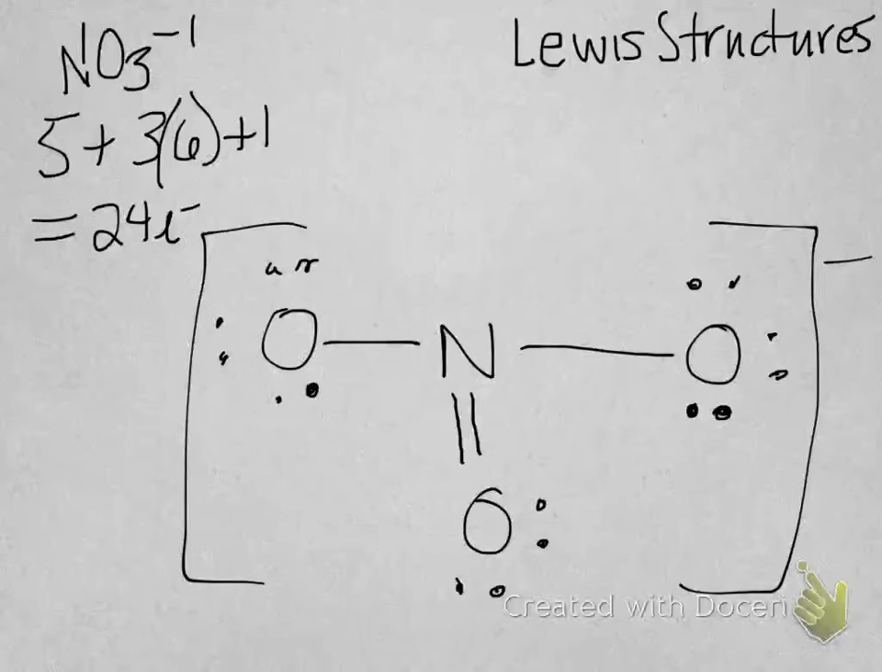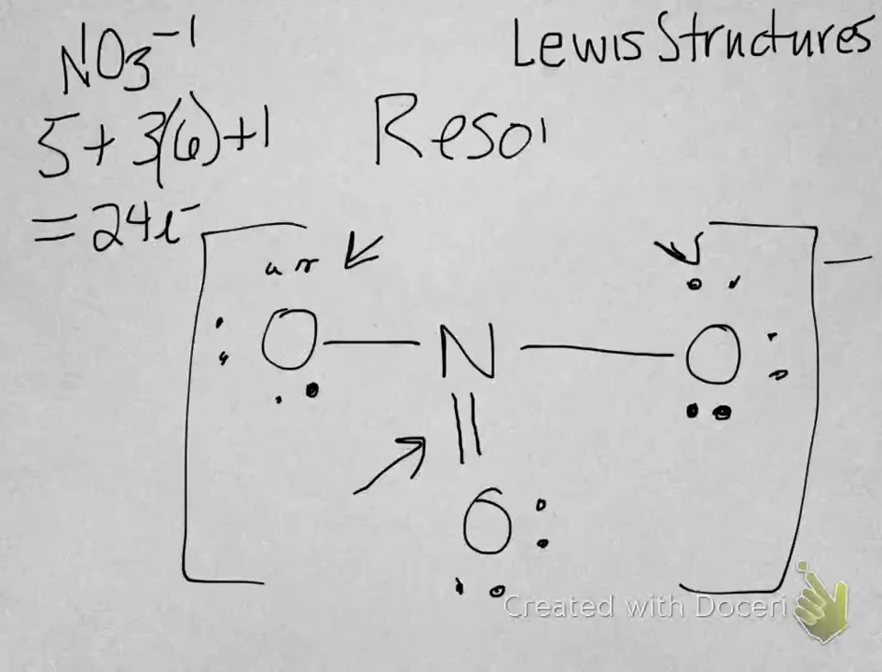One last thing I'd like to point out is because of my double bond here and the fact that I could have placed it on either of the other 2 oxygens, we would say that this particular structure has resonance. It means that there are multiple ways I could draw the Lewis structure that still fit the criteria and are correct. So nitrate is a molecule with resonance.